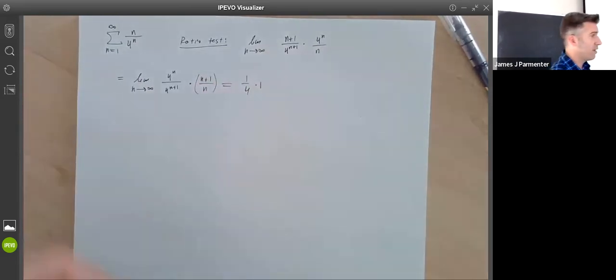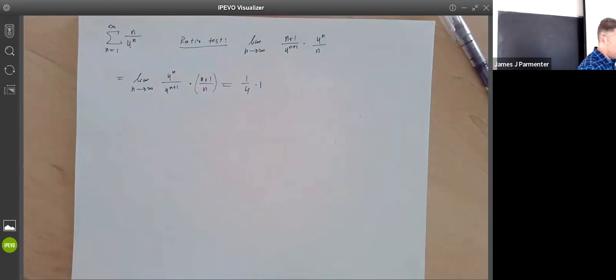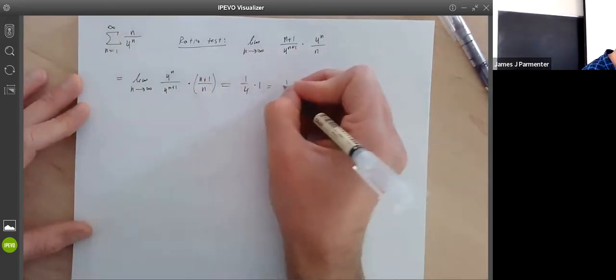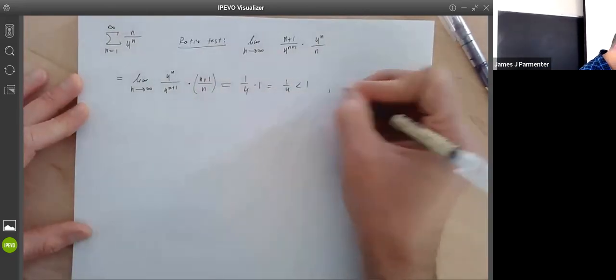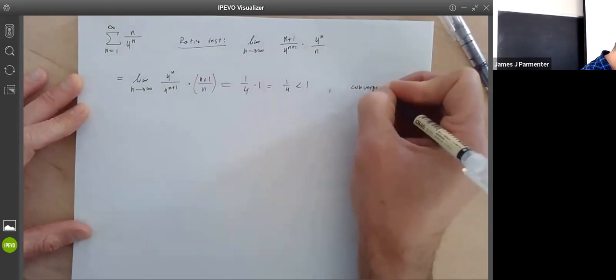You're going to see that kind of thing a lot too, where you have n to a power plus some stuff over n to the same highest power. That limit's going to be 1. That's equal to 1/4, which is less than 1. So we get convergence.